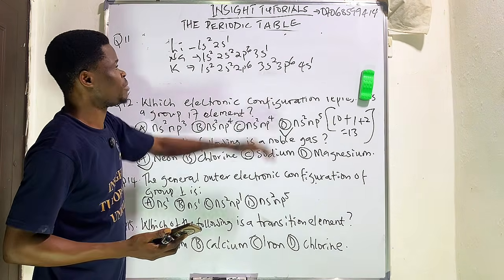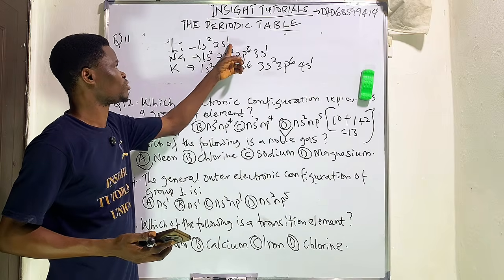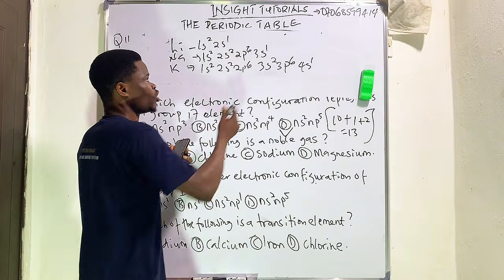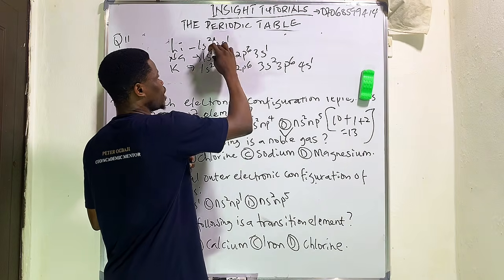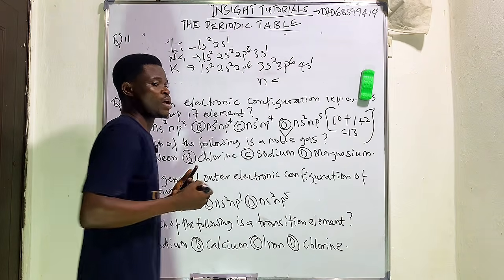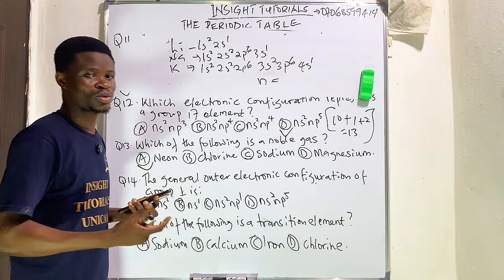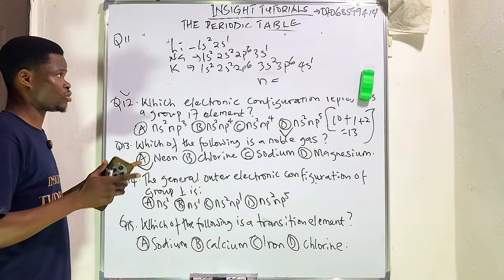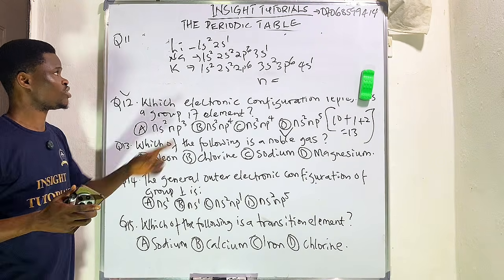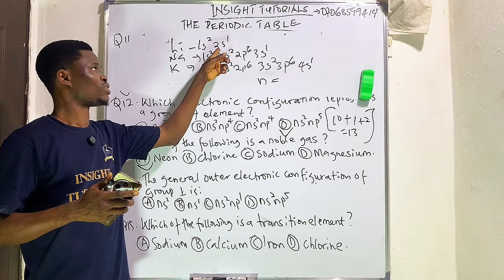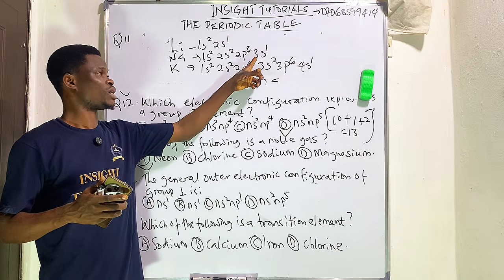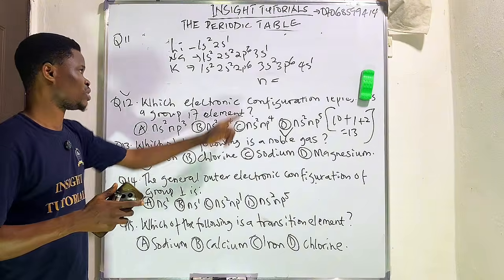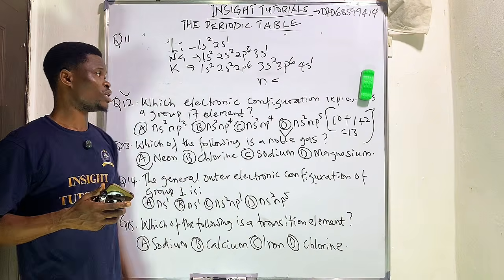Now, looking at all these elements, they have something in common: one electron in the outermost s subshell, s1. The 2, 3, and 4 are the energy level, or the number of shells. So lithium has 2 shells, sodium has 3 shells, and potassium has 4 shells. That's what I'm saying: n is the number of shells, or the energy level of that particular element.